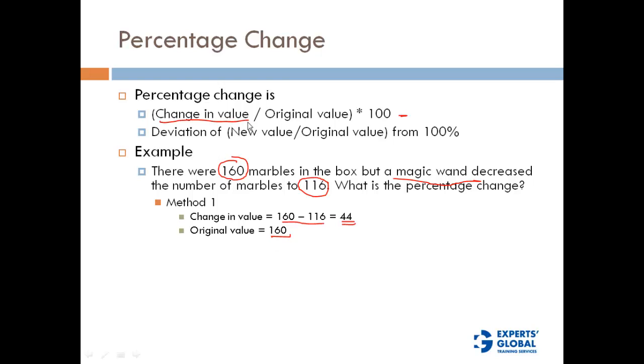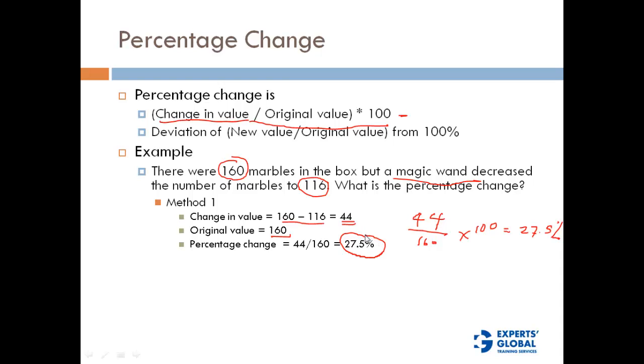So let's put these values in this particular formula. What do we get? Change in value by original value multiplied by 100. So change in value is 44 divided by 160 into 100. If you solve this, you will get 27.5. So we are saying that 27.5 is the percentage change, but 27.5% decrease.